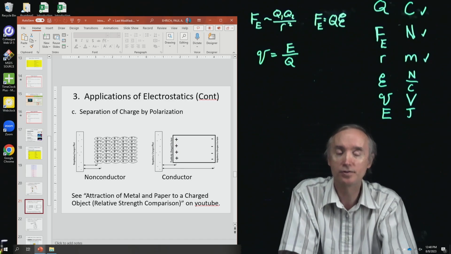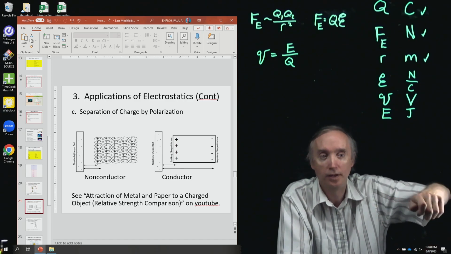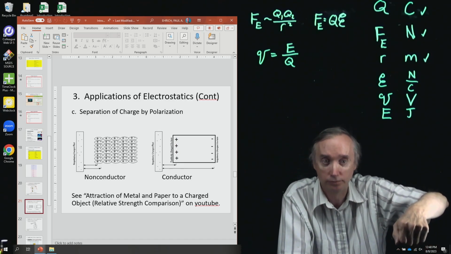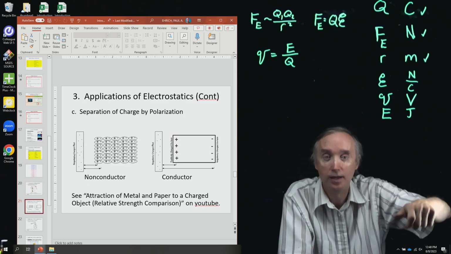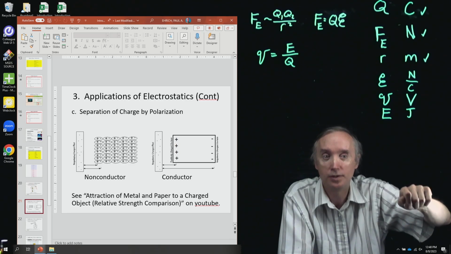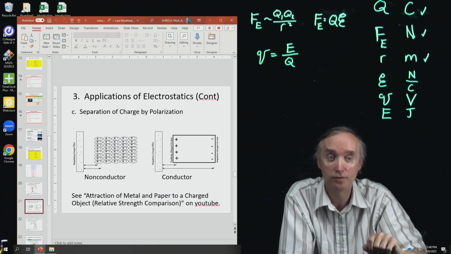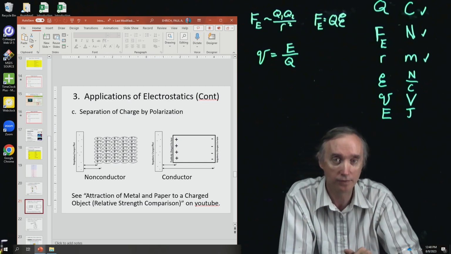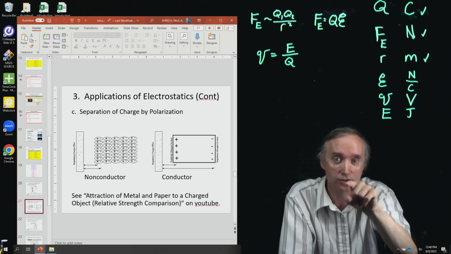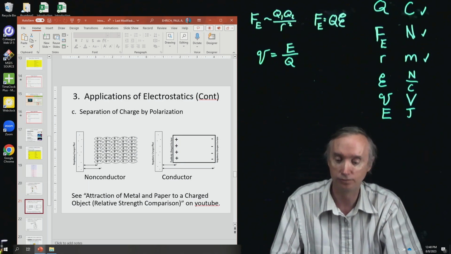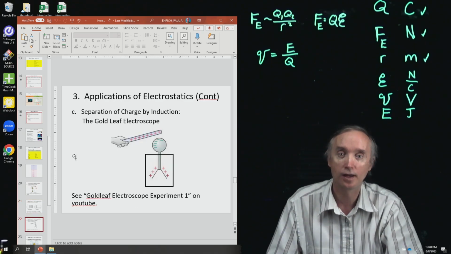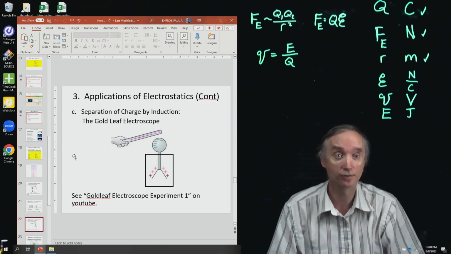Okay, can you explain how to pick up a piece of paper with a charged rod, and can you explain how to pick up a piece of aluminum foil with a charged rod? So go back to the videos where I talk about this, and also watch this little video on how to do it. Okay, then the gold leaf electroscope.